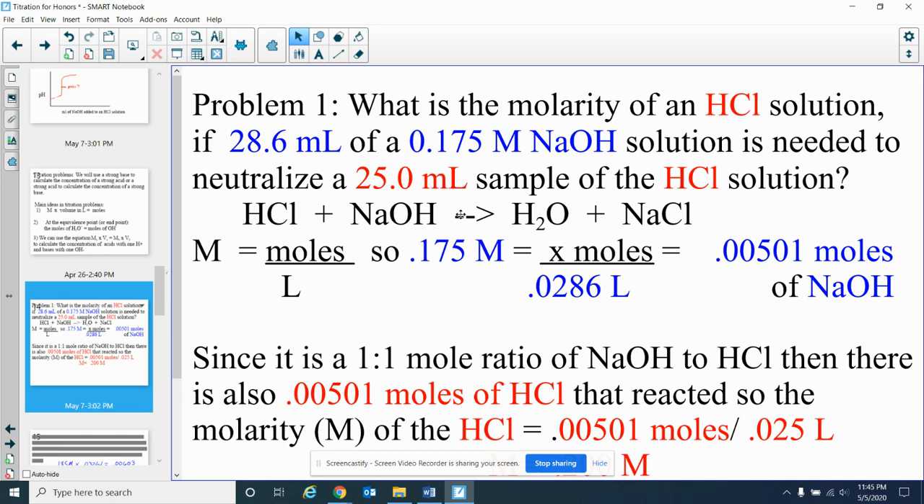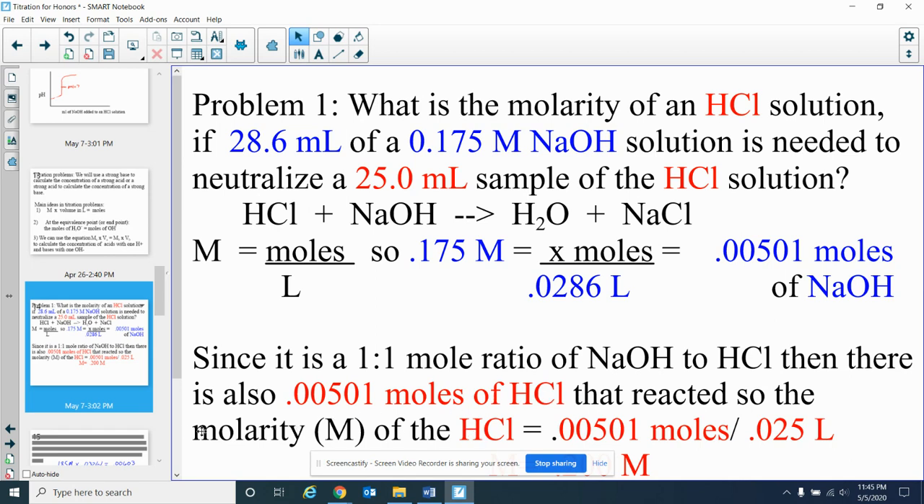And now looking at the balanced equation, it's a 1-to-1 ratio. So it takes just as many moles of NaOH as we had moles of HCl to neutralize. So that means if there's 0.00501 moles of NaOH when it was neutralized, there's also 0.00501 moles of HCl. They're equal to each other. And so that's how much reacted.